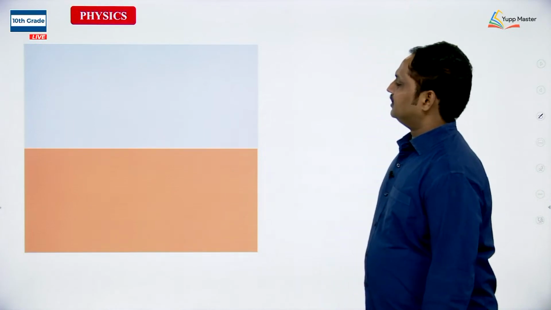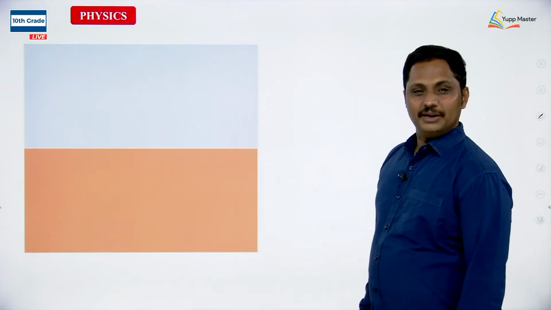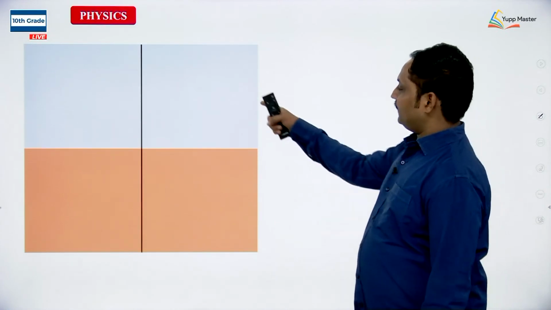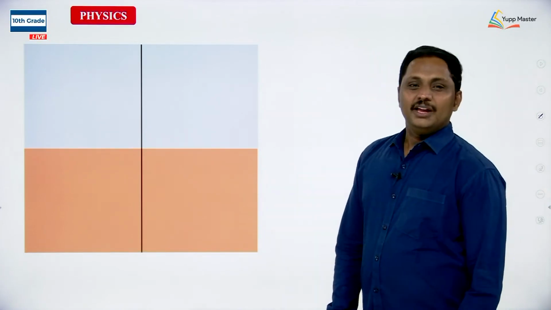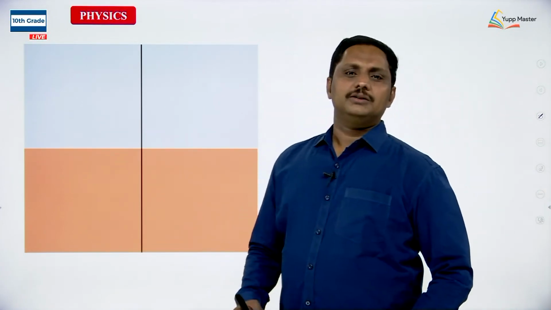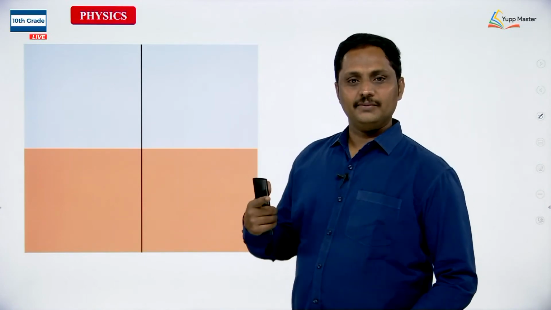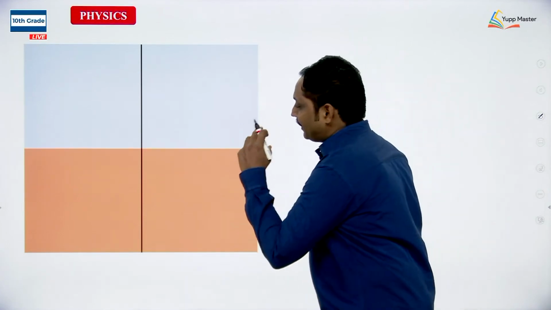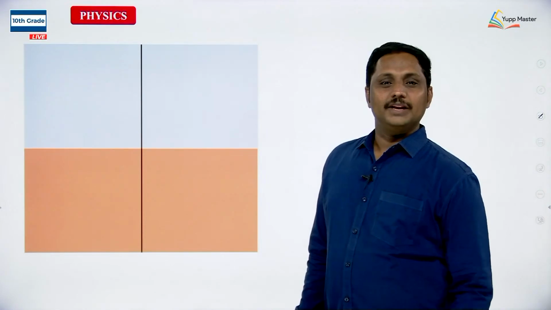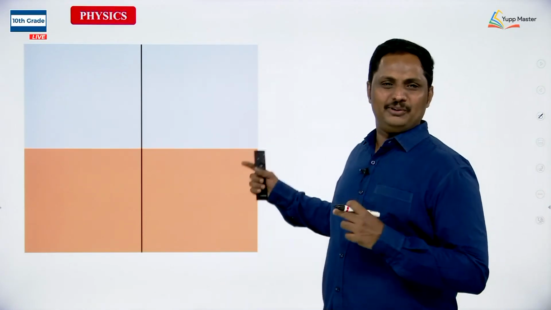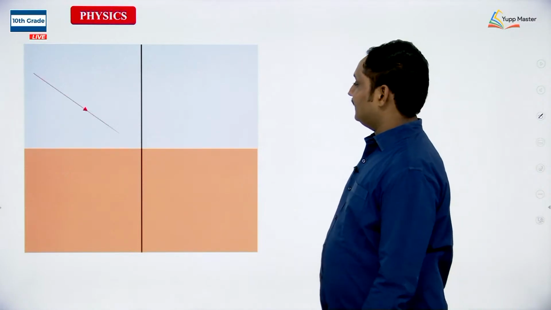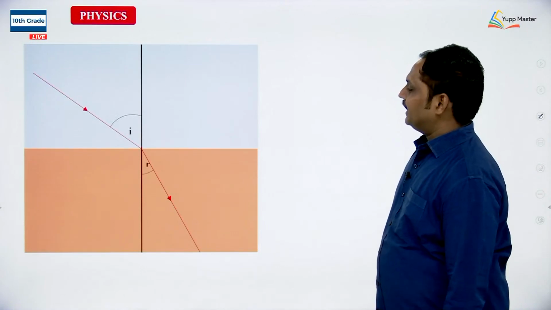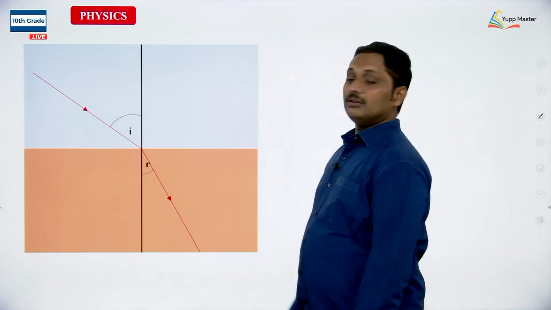We are going to have two media. This is the first one, this is the second one. Here the problem is the time taken by the light to travel a particular distance in medium 2 or in medium 1. The light is refracted, the angle of incidence is i and the angle of refraction is r.